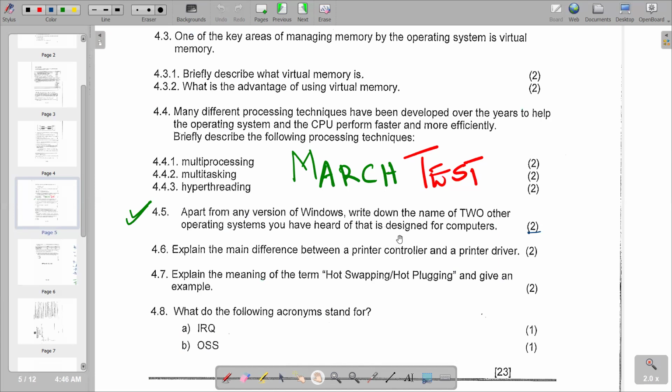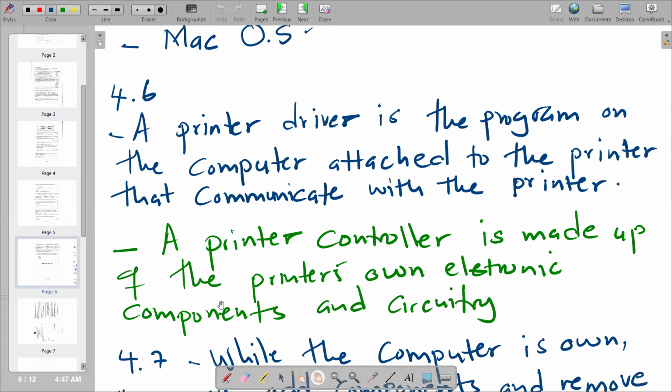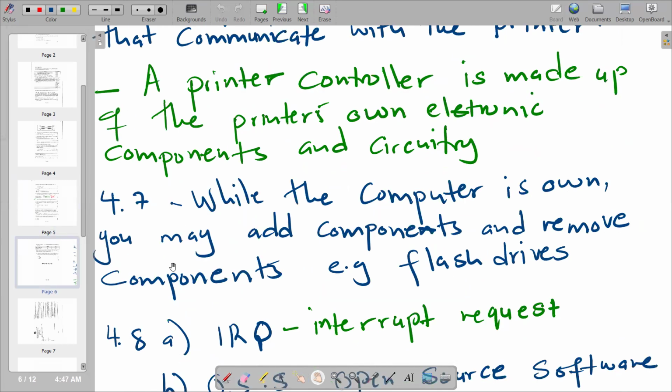Of course, there is a need to give an example, whereby you can give flash drives as an example. In the answer section for hot swapping we are saying that while the computer is on, you may add components and remove components. I'll give flash drives as an example. So basically, that's what we have.